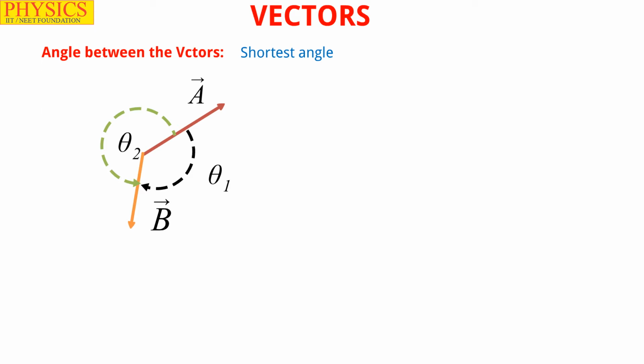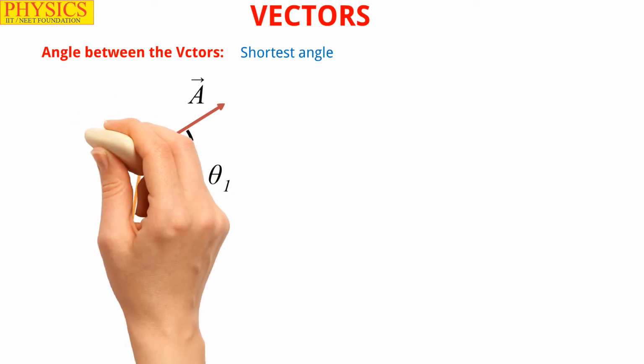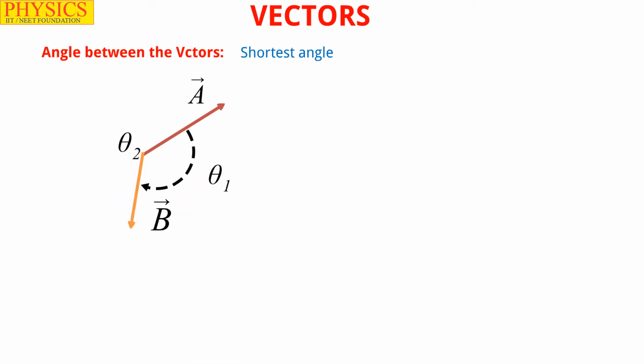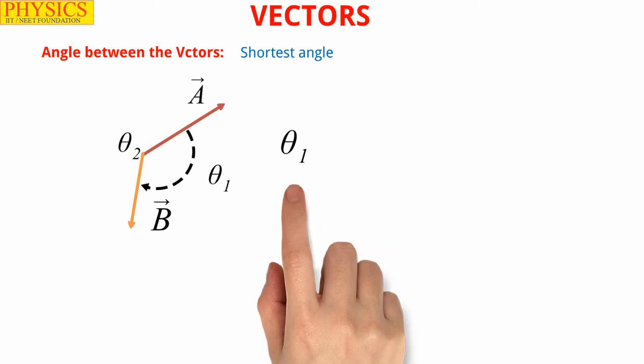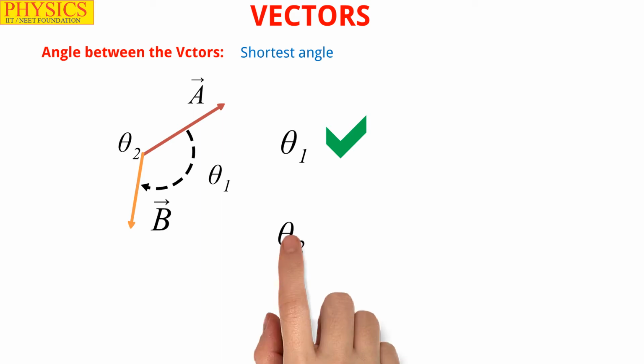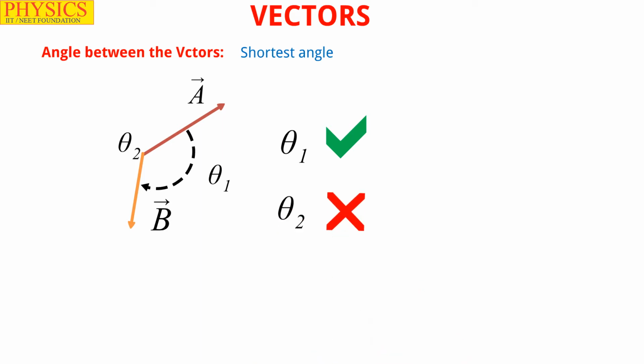Exactly. In this example, anti-clockwise direction is the answer. Therefore, the angle between A and B is θ1, not θ2. Understood? So, θ1 is the shortest one compared to θ2. So, the angle between A and B is θ1.